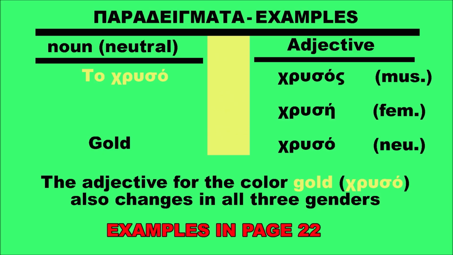Το χρυσό. Το χρυσό. And on the right, the adjectives χρυσός, masculine, χρυσή, feminine, χρυσό, neutral. The adjective for the color gold, χρυσό, also changes in all the genders. I will give you examples in page 22.